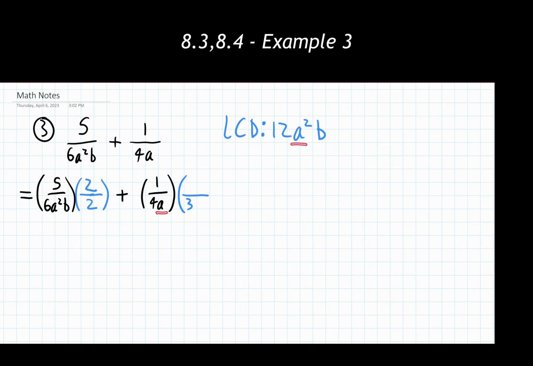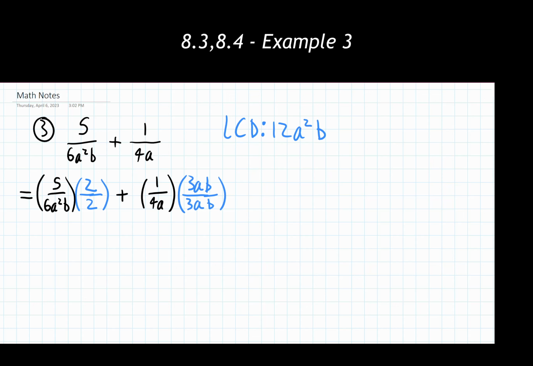A times what gives me a squared? That's going to be a. And then 1 times what gives me b, which is going to be b. And now I have everything I need to make the denominator 12a squared b. So I'm multiplying the denominator by 3ab, which means I need to also multiply the numerator by 3ab.